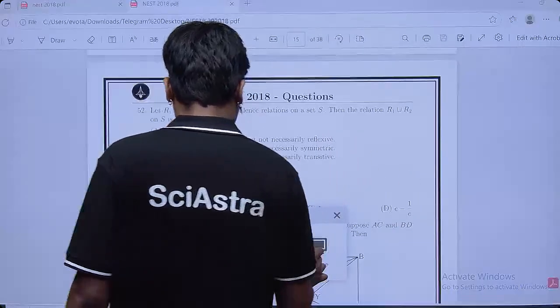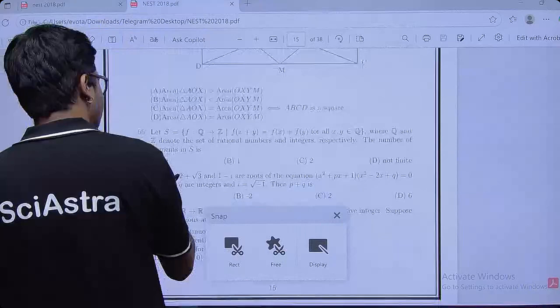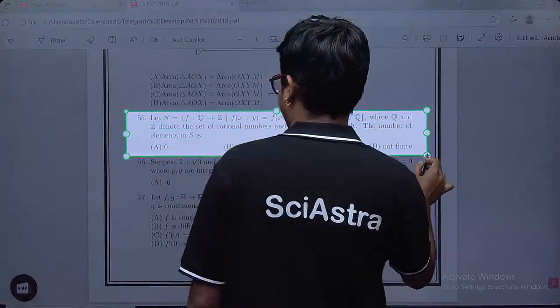Let's look at the next one. 54. Okay, 54 is slightly lengthy. Let's do this later. It's just brute force. Let's do 55 first.